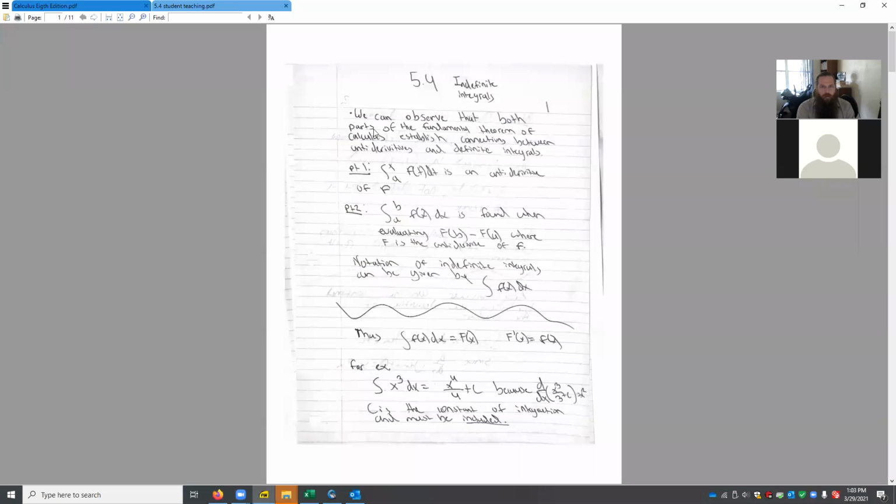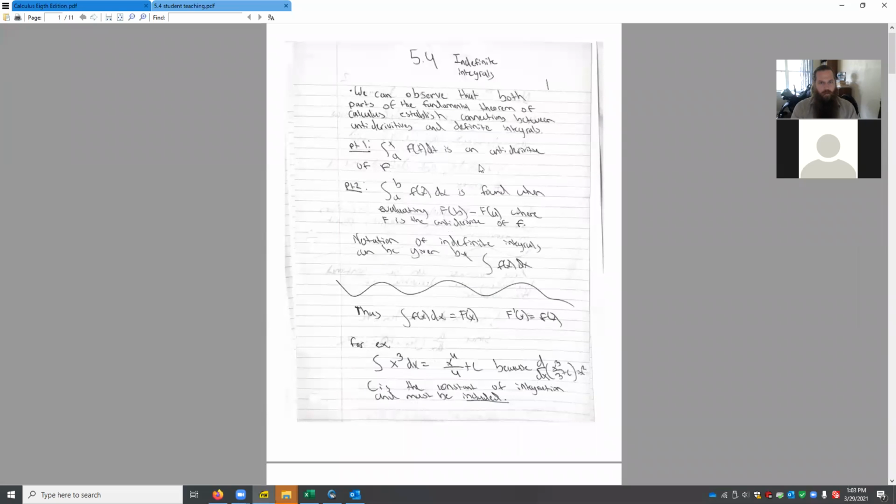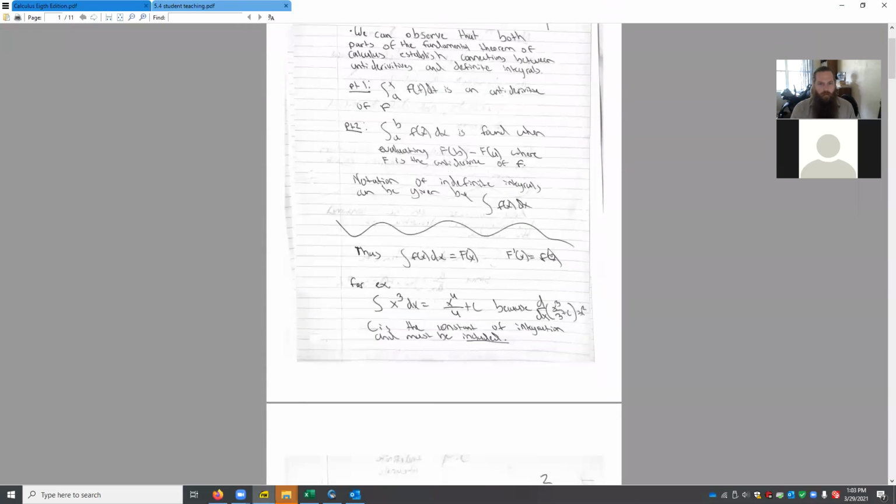All right. So let me open these and I'll turn on my screen share. So we have here, we're going to talk about indefinite integrals, and they're both present in calculus established. Connecting between derivatives and definite integrals. Good. And this is an antiderivative of f. Part 2, this is found by evaluating this where capital F is an antiderivative. The notion of an indefinite integral is given by this notation.